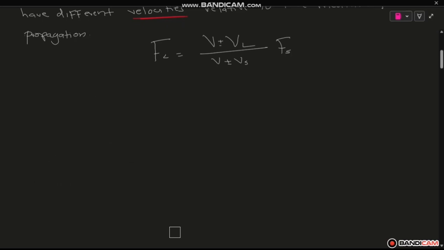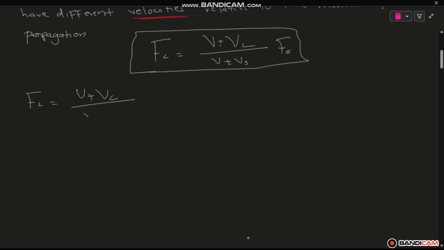So this is very, very important. Before you can say that the stationary listener is approached by the sound source or whatever, before you calculate, you make sure that you write this formula first. So FL is (V plus VL) over (V minus VS) times Fs. We use this formula only when the listener is approaching the sound source or the sound source is approaching the listener. That's very, very important.